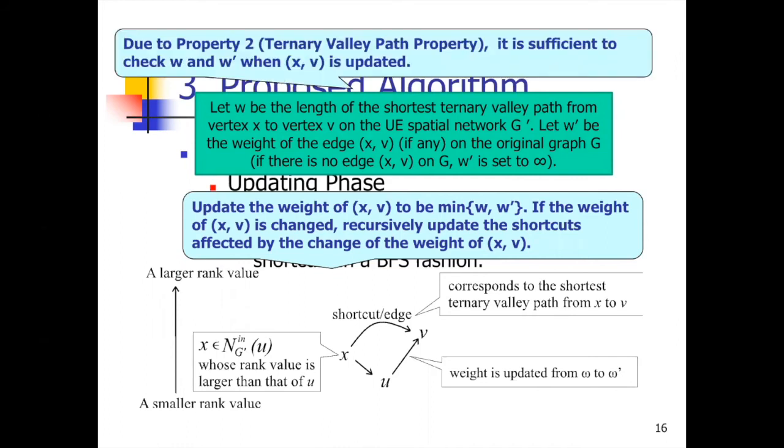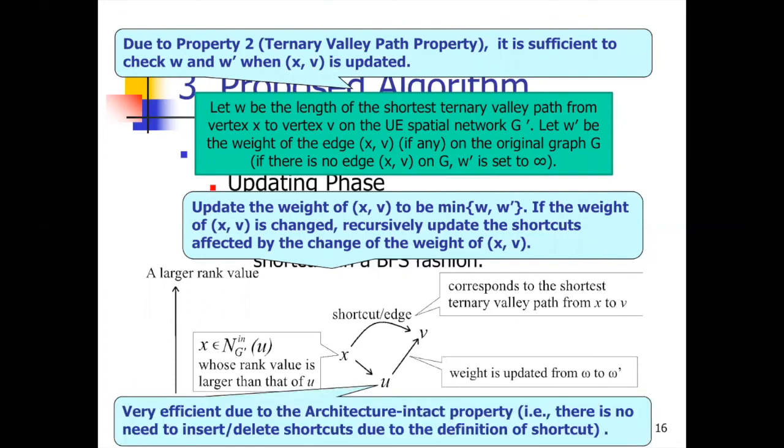Due to property 2, the ternary valid path property, it is sufficient to check W and W prime when XV is updated. And it is very efficient due to the architecture intact property. In other words, there is no need to insert or delete shortcuts due to the definition of the shortcut.